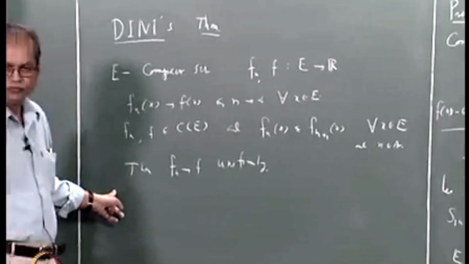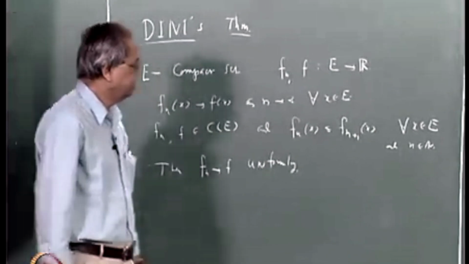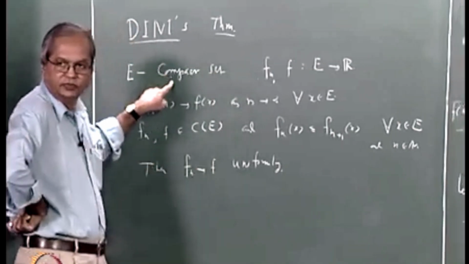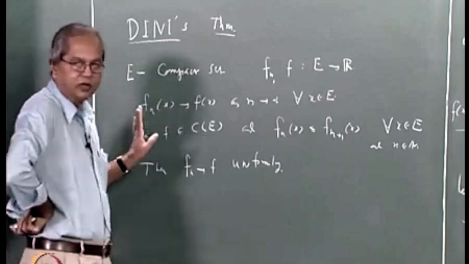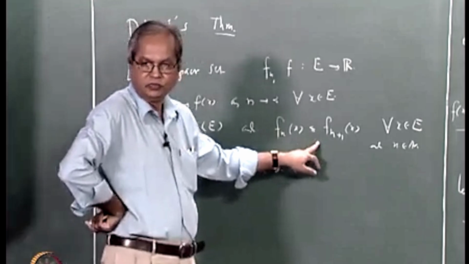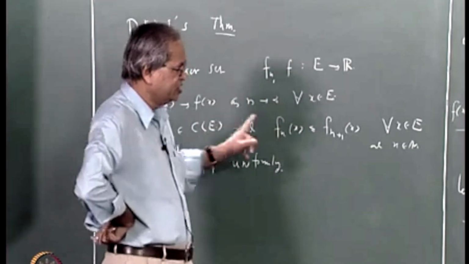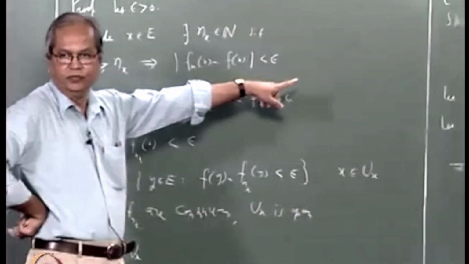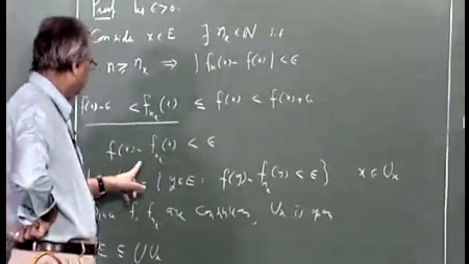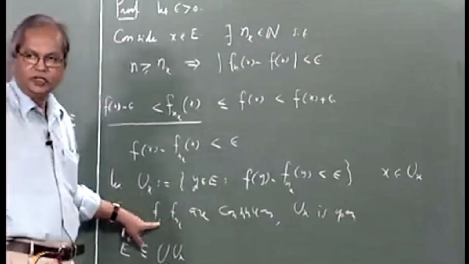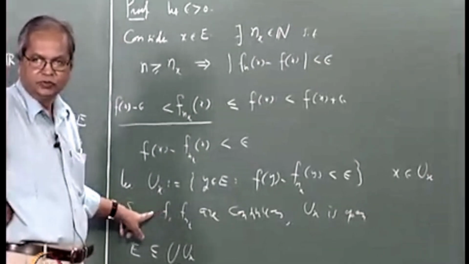Is this clear? Let me again remind you what the additional things are that we required. E is a compact set, f_n and f are all continuous functions, and f_n is a monotonically increasing sequence. Each of these things we have used in the proof. For example, compactness we have used there. That f_n is monotonically increasing, we have used here. And to say that this is an open set, each of these being continuous functions, all those things are used here.